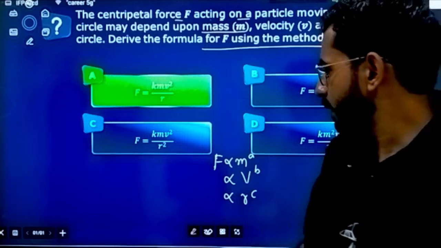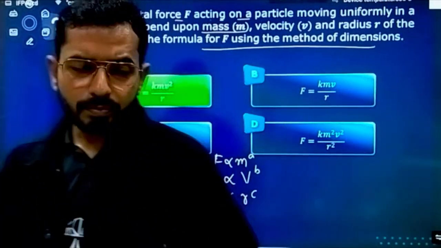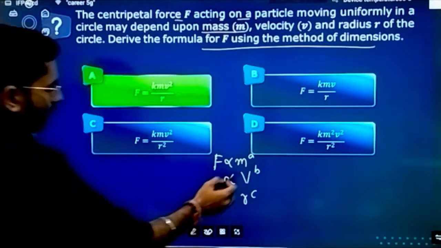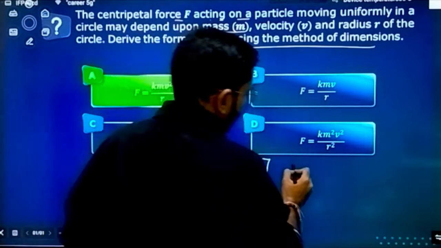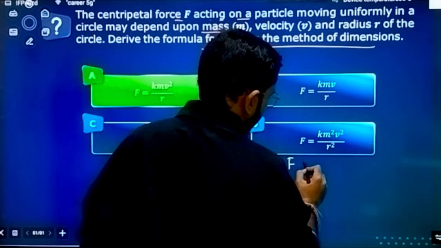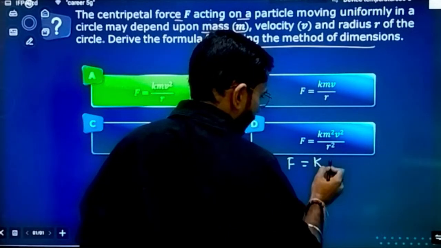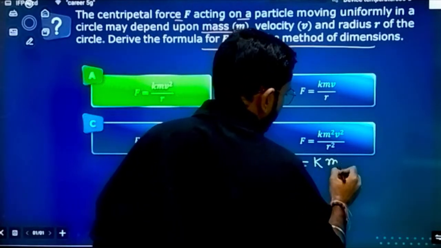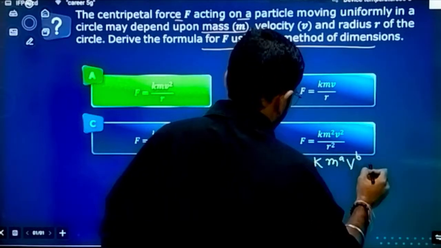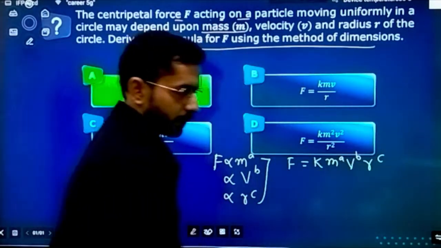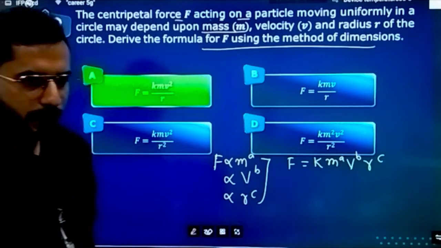How will we do this? Now see, what is the method? You have to write it collectively. Combine all these three things and write it. Can I say force is equal to some constant k, which will be due to proportionality, and m power a, v power b, and r power c?